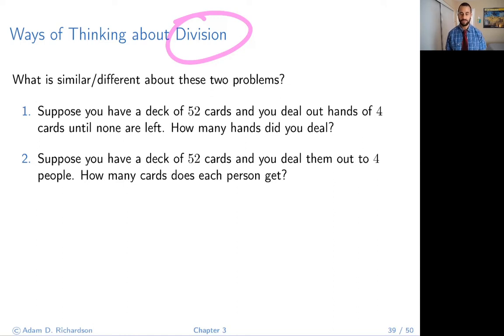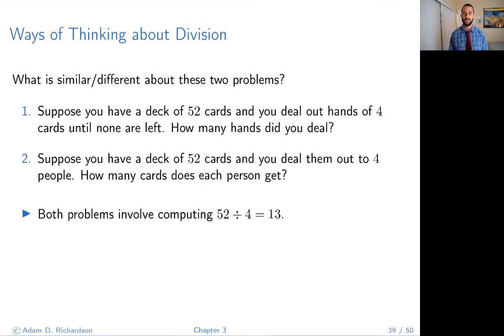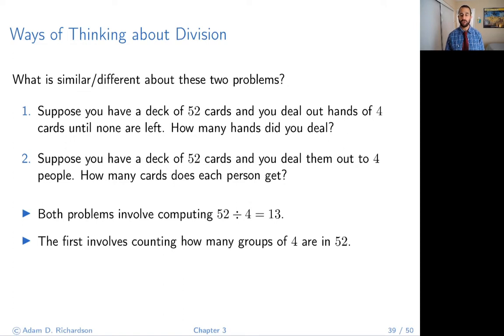Okay, so now I think you can probably see that again, the math problem is the same in both of these, kind of like the example with multiplication, right? But there's a subtle difference. First, they both involve computing this quotient: 52 divided by 4 equals 13. But the first question involves counting how many groups of 4 are in 52. You notice here that it says you deal out hands of 4. This one is like taking the deck and counting 4 and then setting down that group, counting 4 more, setting down that group, counting 4 more, setting down that group. That's what the first question is.